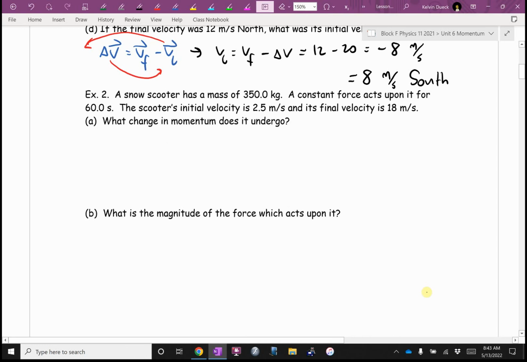Example 2, a snow scooter has a mass of 350 kilograms. A constant force acts on it for 60 seconds. The snow scooter's initial velocity is 2.5 and its final velocity is 18. All right. Jada, what's this question want me to find? What's another word for change in momentum that starts with letter I? Okay, so I'm going to go look at my impulse equation on my formula sheet. Which one am I going to use here?